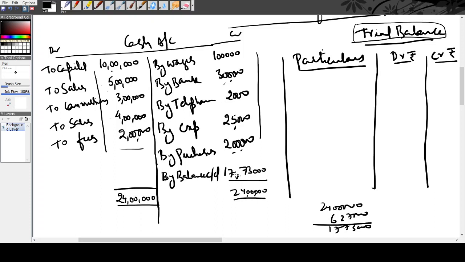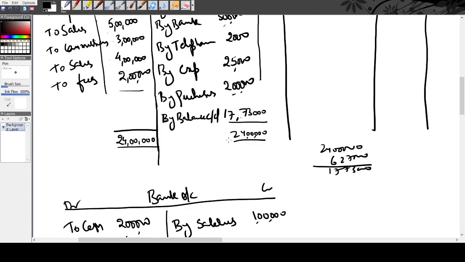How did I get this figure? I totaled the debit side, 24 lakh, I totaled the credit side, 6 lakh 27,000. I put the total of the higher side in both the columns, and to make this column equal to this column I have to write 17 lakh 73,000 here. So this is the difference between the debit side and the credit side. Now this has to be brought forward to the higher side. To balance brought down 17 lakh 73,000.